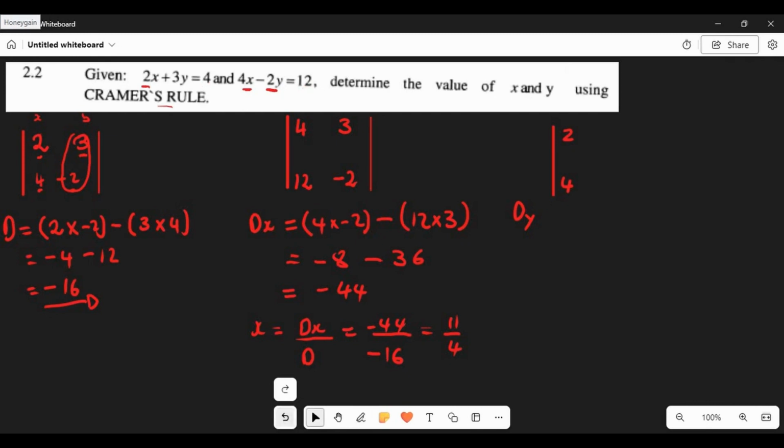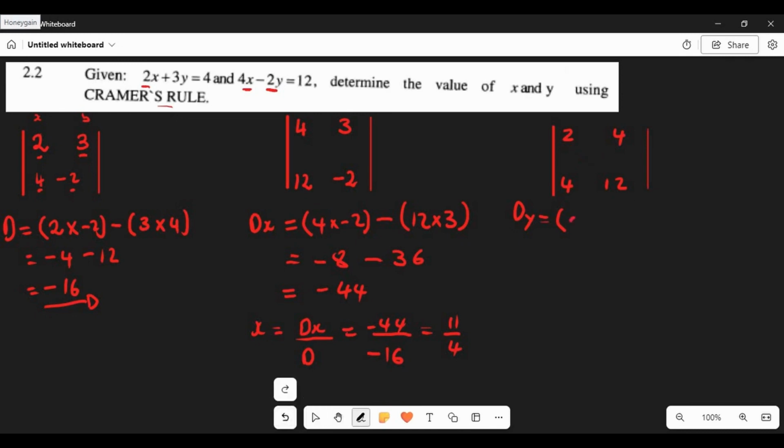So let's go and do that. It's going to be 4 and this is going to be 12. There we go. And then we do the multiplication now. Remember, when we calculate the determinant, the formula goes: the first term here multiplied by the last term. Remember, it's actually cross multiplication.